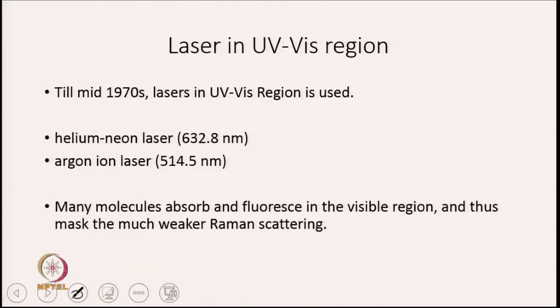Initially, lasers were used in the UV-vis region. The most commonly used was the helium neon laser, which has a wavelength of 632.8 nanometer, and then the argon ion laser, which has a wavelength of 514.5 nanometer. But the problem with these lasers is that many molecules absorb and fluoresce in the visible region, and the fluorescence will mask the much weaker Raman scattering.